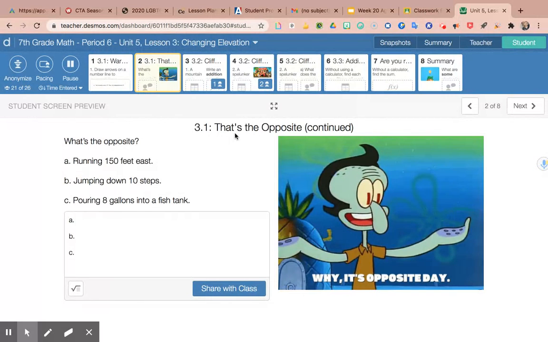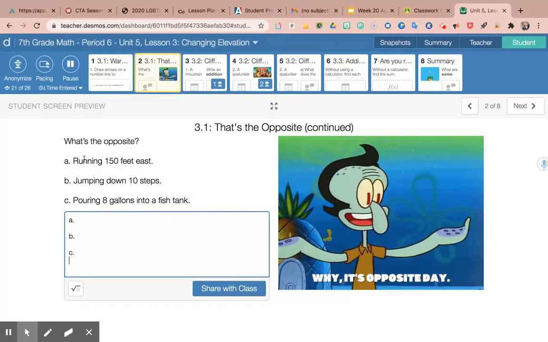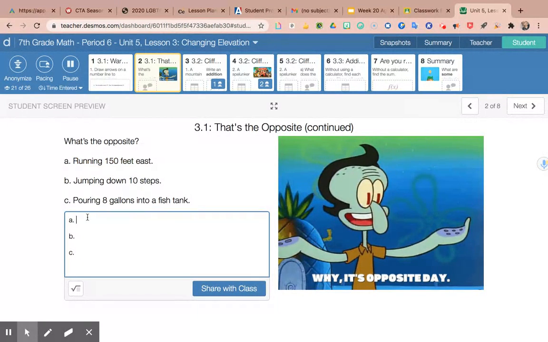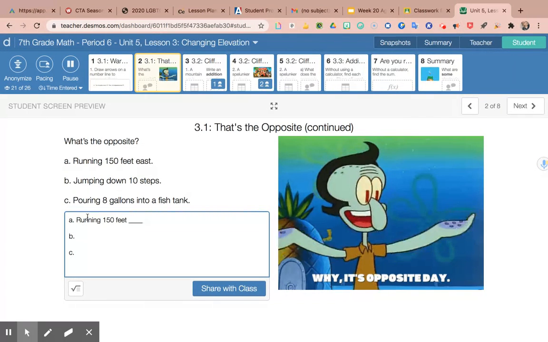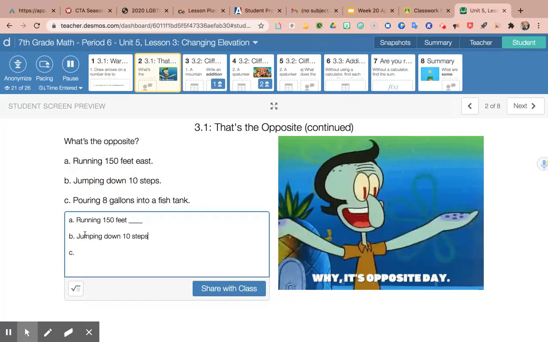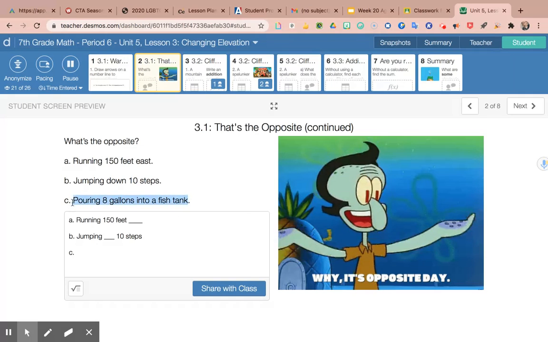Number 2, it says that's the opposite. What's the opposite? So you have A, B, and C. You have 3 different statements. So what is the opposite of running 150 feet east? So if I run 150 feet east, opposite would be running the opposite direction, which is west. So you would fill in west. For B, the opposite of jumping down 10 steps would be jumping up 10 steps.